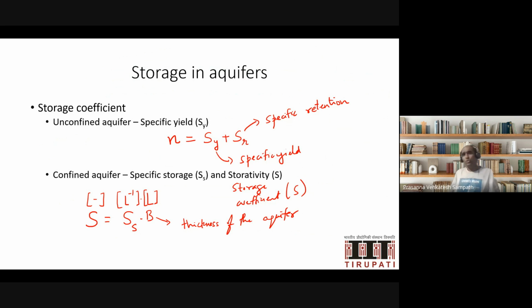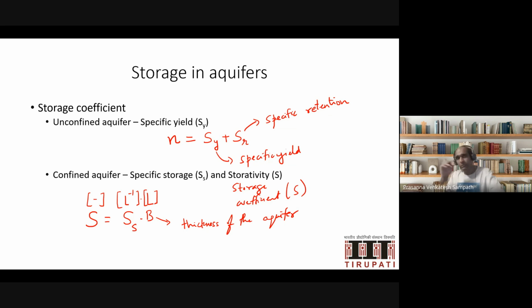Now, when it comes to storage in aquifers, we have two different types of terminology that are used to refer to storage in the context of an unconfined aquifer and in the context of a confined aquifer.